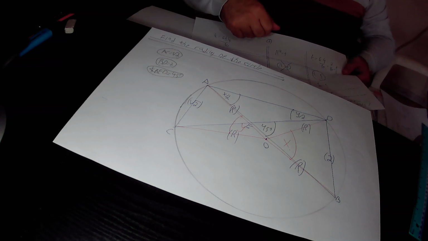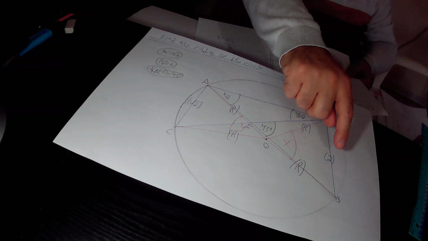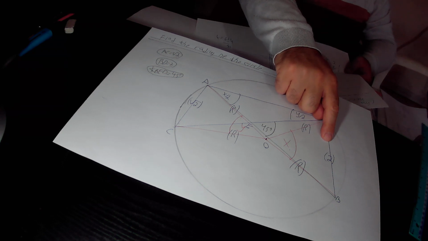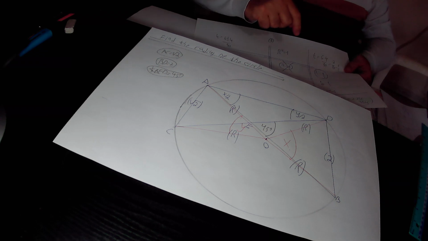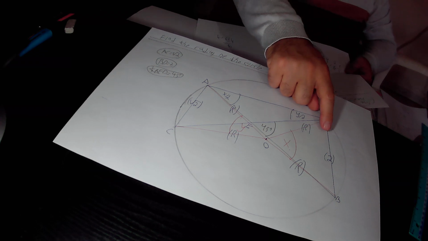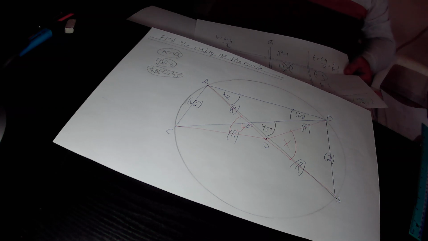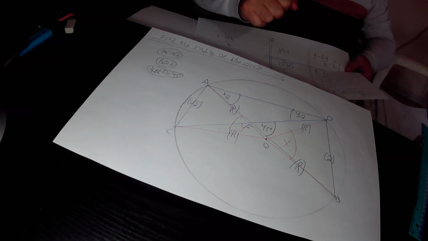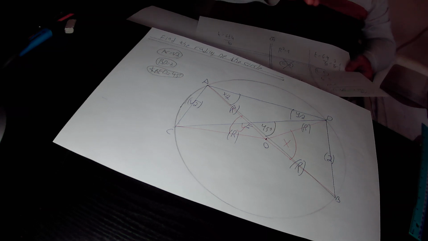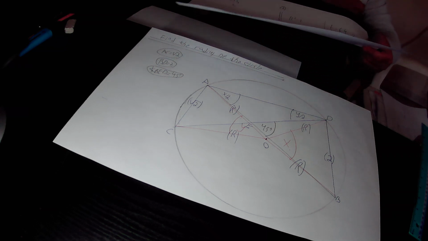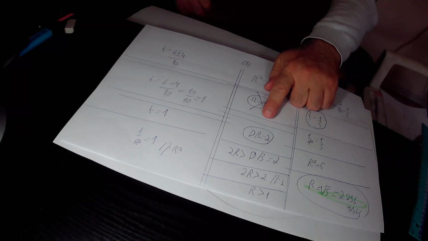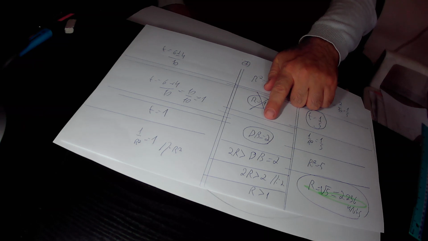Why? Because we know that chord DB equals 2 units, but chord DB is definitely not the diameter of this circle. Again, chord DB is not the diameter of the circle, and we know that the diameter of any circle is the longest chord in the circle. And DB, which is not the diameter, is equal to 2 units in length.